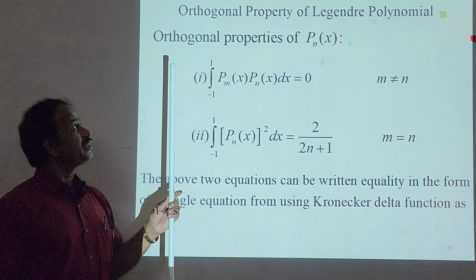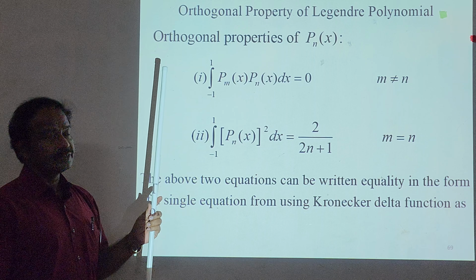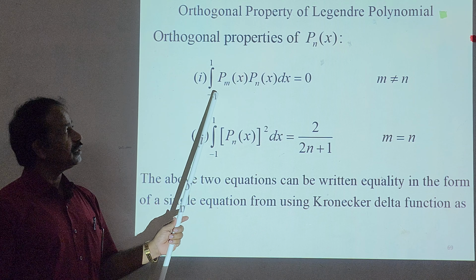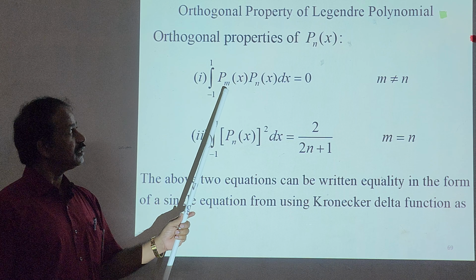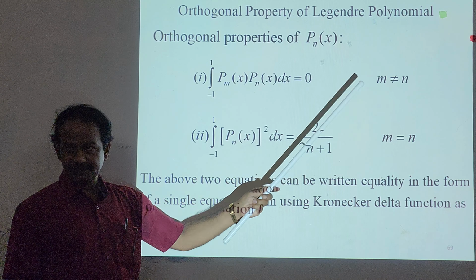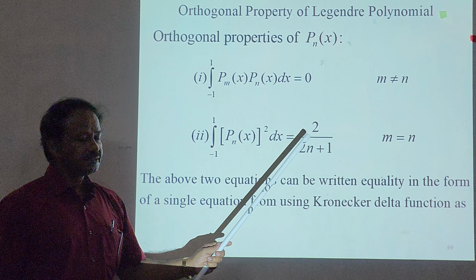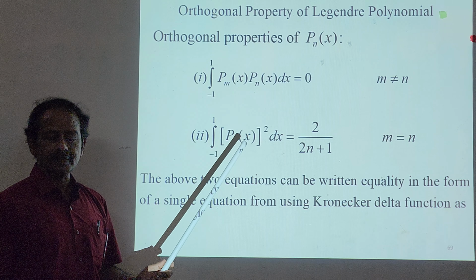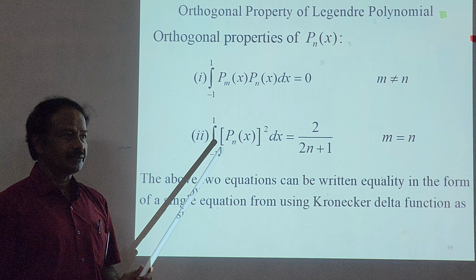So this is one property of Legendre polynomials which we are going to discuss now: the orthogonal properties of Pn of x. The integration from minus 1 to plus 1 of Pm of x Pn of x dx equals 0 when m is not equal to n. When m is equal to n, the answer is 2 divided by 2n plus 1. So this is your orthogonal property of Legendre polynomials.